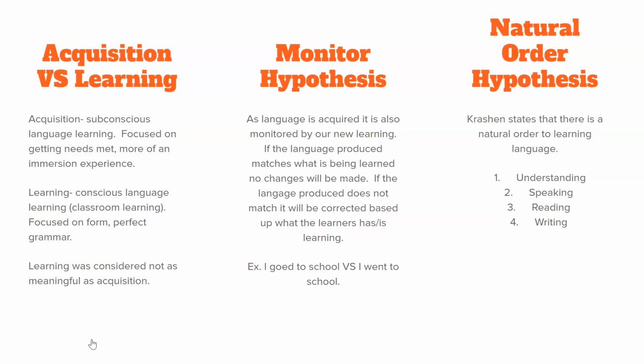The next hypothesis is the monitor hypothesis. And the monitor hypothesis states that we self correct based on the new things that we're learning. Okay, so we have all these things we already learned, and as we learn new things, we begin to self correct errors that we're making, things that are not correct. When it doesn't match, we correct it, we fix it based on our new learning. The next hypothesis is the natural order hypothesis. And Krashen states that there's a natural order in learning language. It starts with understanding, comprehending, and then speaking and reading and writing.